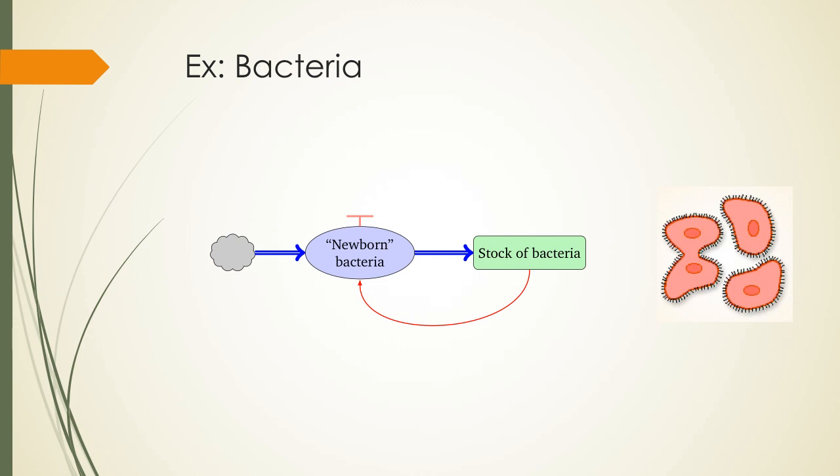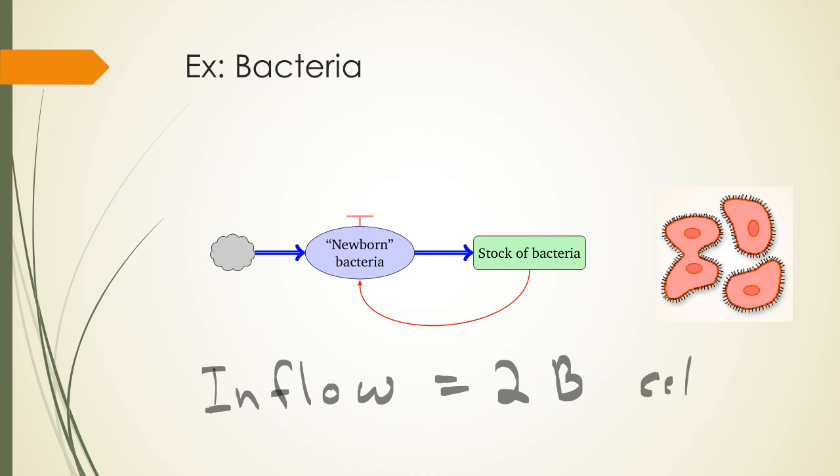If we use B to represent the number of bacteria, then we can say that the inflow is equal to 2 times B, the bacteria population. For certain types of bacteria, this cell division takes place approximately every 20 minutes. So the units here are cells per 20 minutes. Note that the flow rate is proportional to the stock, so this is an exponential model.